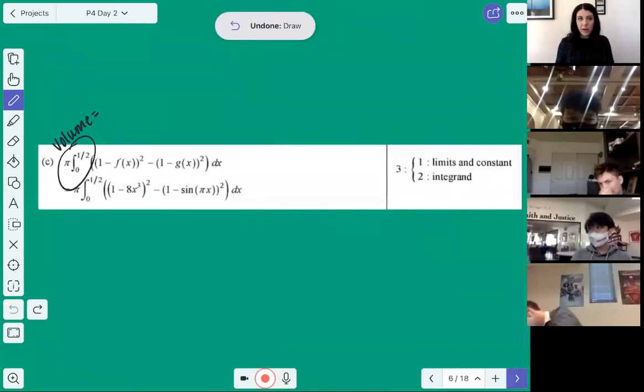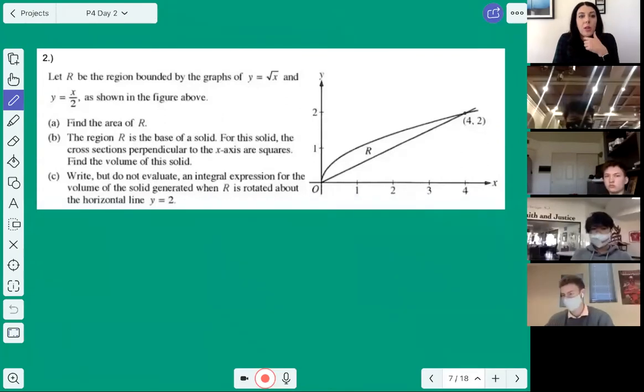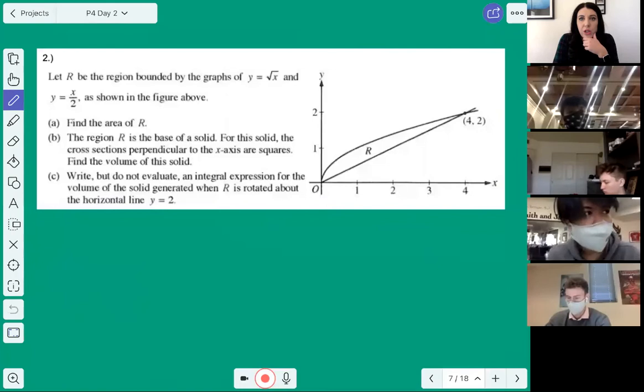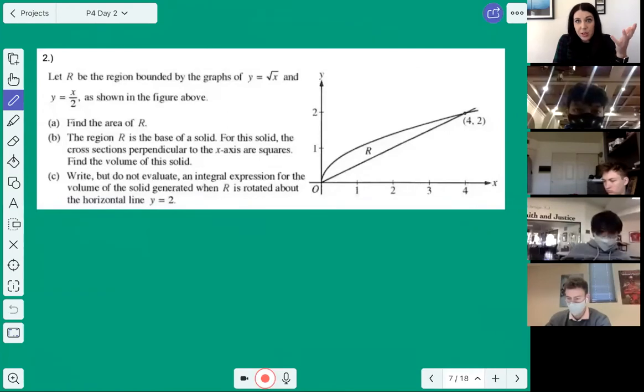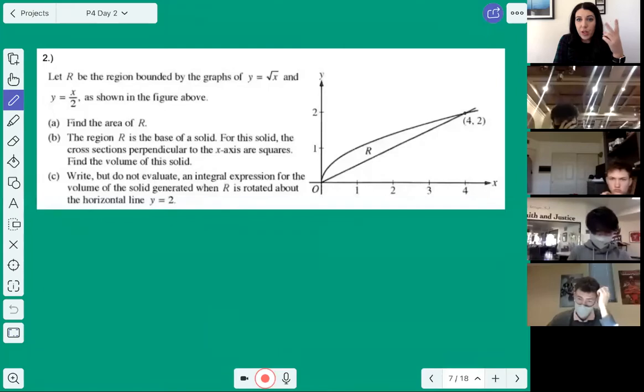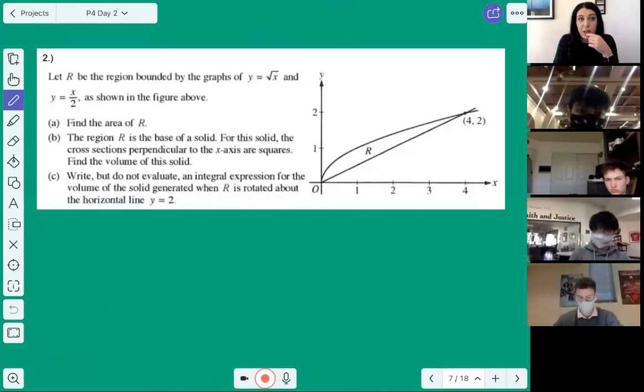Okay, good question. All right, let's go on to question 2. Let R be the region bounded by the graphs y equals square root of x and y equals x over 2 as shown in the figure above or to the side. Again, hopefully you have this drawn on your paper. Again, it's not labeled which one's which, but we can figure this out. One is a line, one is a square root function. And again, it gives us the point of intersection. So we can see that there. Part A says find the area of R.